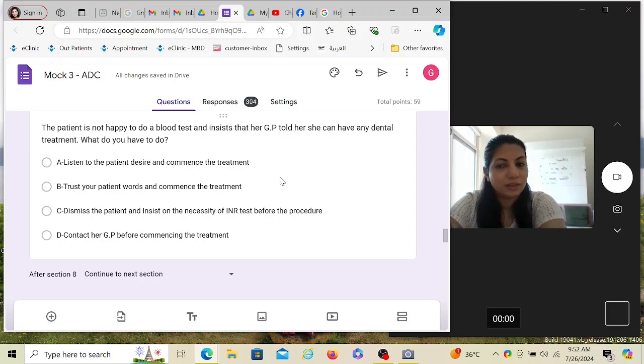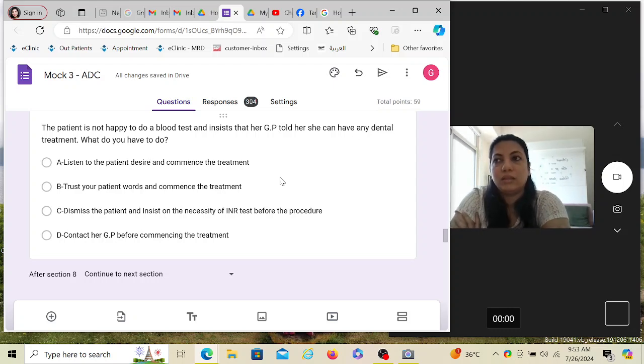No, never trust the patient. Dismiss the patient and insist on necessity of INR test before the procedure? You can be insistent on the INR test. But what if the patient has just got the INR test done from the GP and she doesn't want to take it due to any phobias and whatever? So if you have that report ready from the GP and the GP gives you a clearance, then you can go ahead with the procedure, right? Contact her GP before commencing the treatment. That's true. That should be the case.